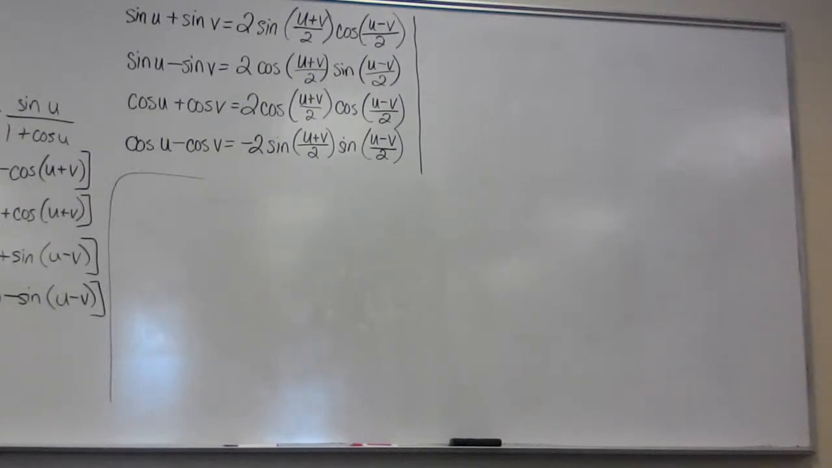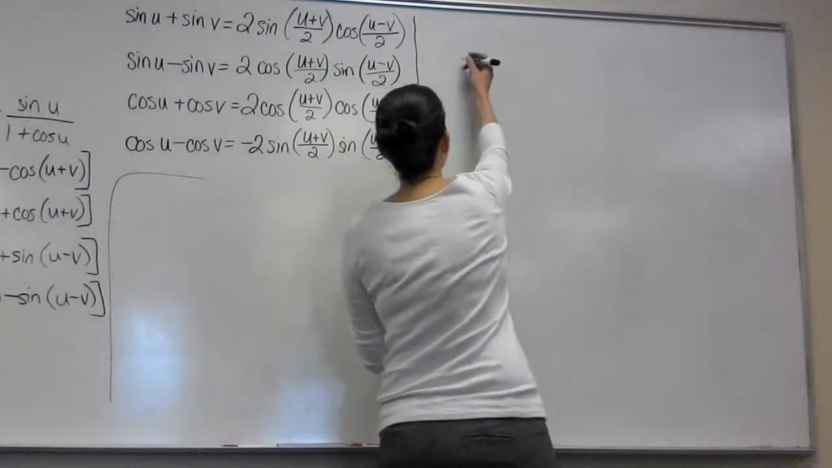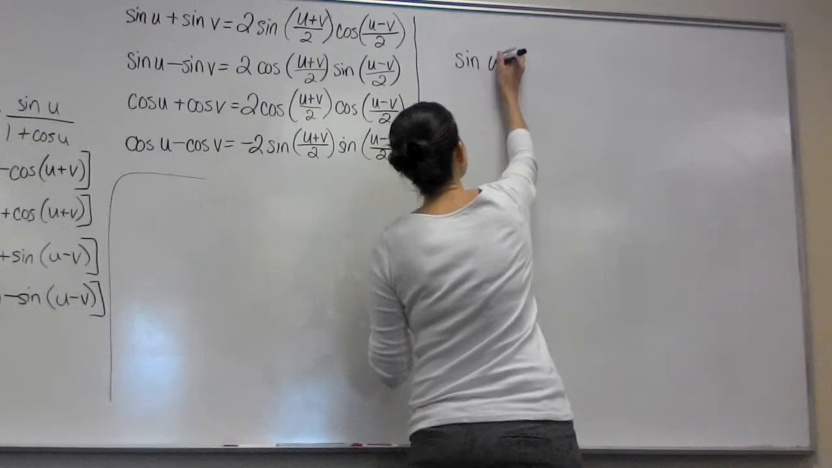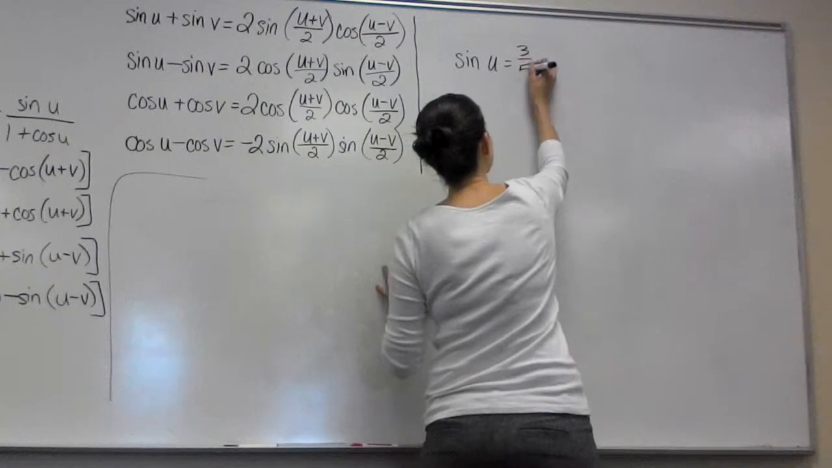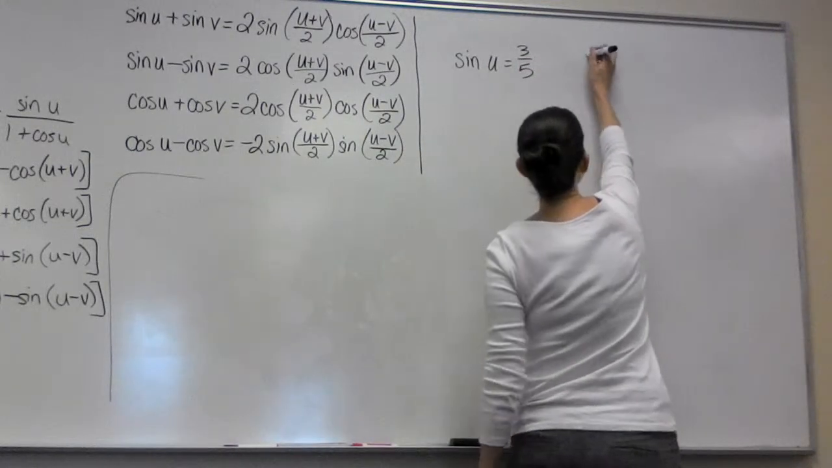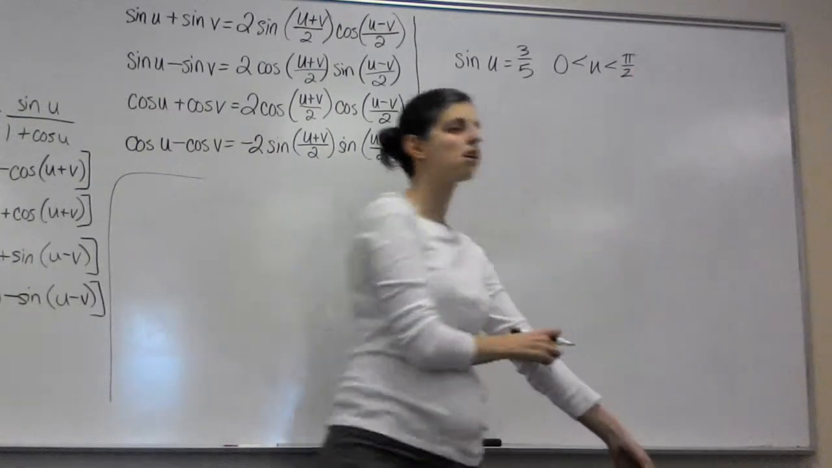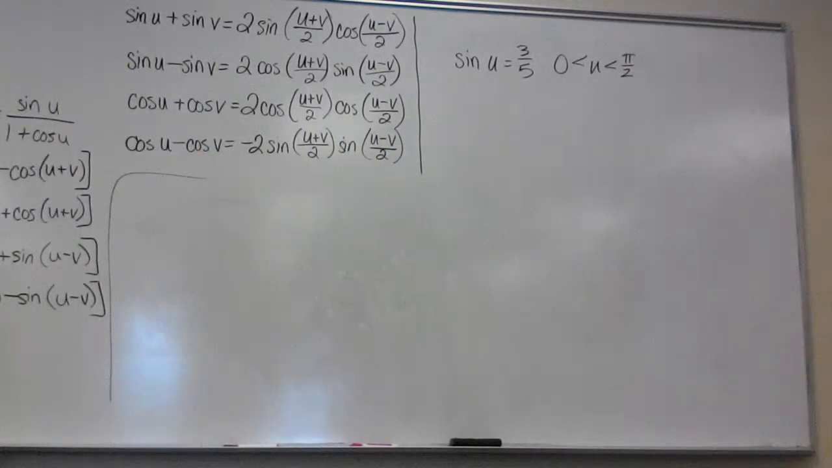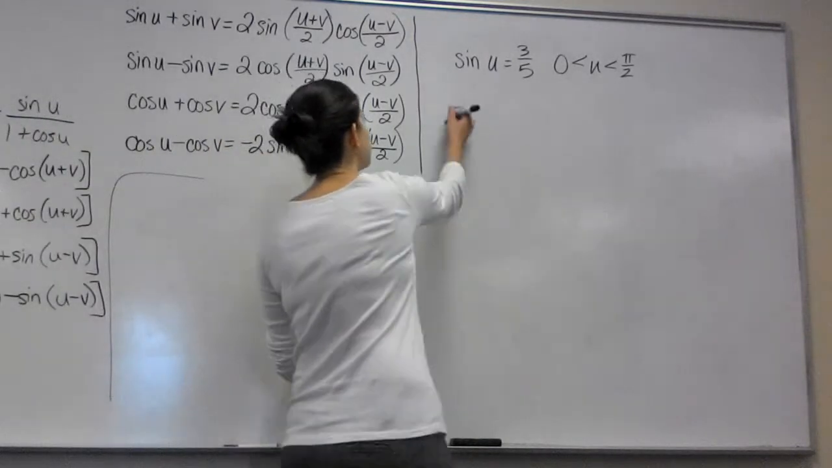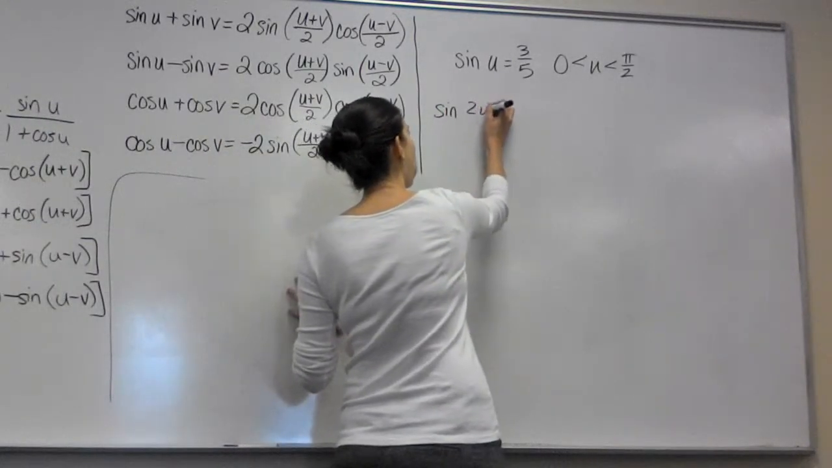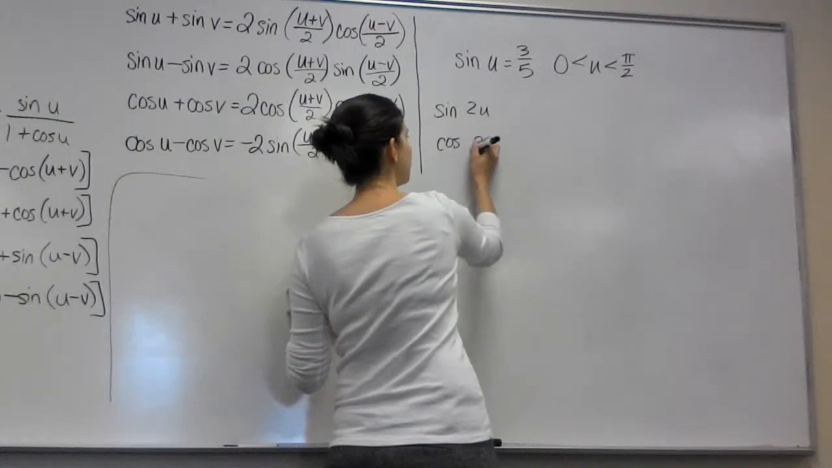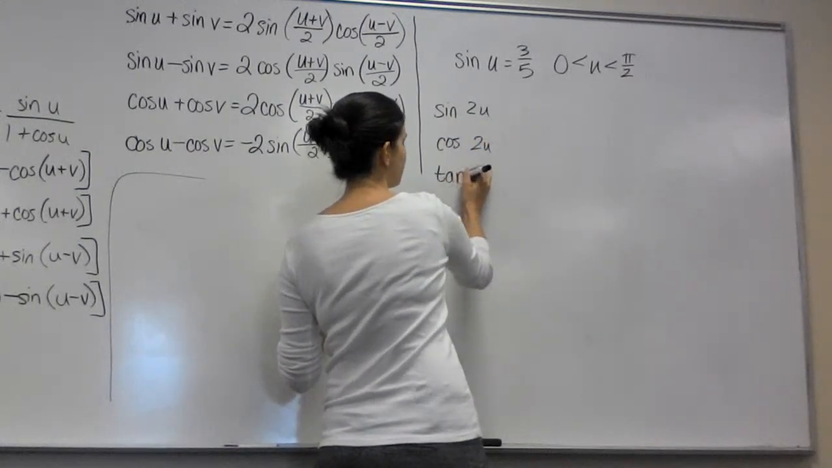Sine of u equals 3/5, and u is between 0 and pi over 2. I need to find the exact values of sine of 2u, cosine of 2u, and tangent of 2u.